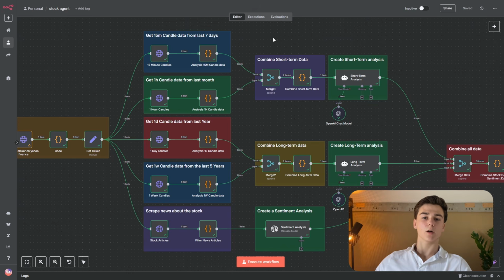After the set ticker node, we're going to scrape all of the candlestick data. And this is for the 15-minute candle data from the last 7 days, the 1-hour candle data from the last month, then the 1-day candle data from the last year, and the 1-week candle data from the last 5 years. And these two are for the long-term analysis, and then these two above are for the short-term analysis. And we will first do the short-term analysis.